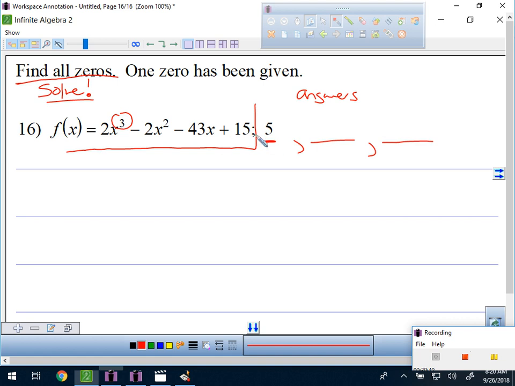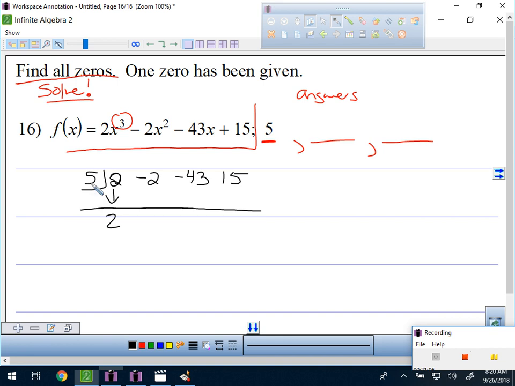What I'm telling you here, though, guys, is that one of my answers is 5, right? So the question is, how do I get my other 2? Well, if I know one of my answers is 5, let's do synthetic division. So put a 5 in the box, draw your line, and thankfully, guys, these are in order. So I'm going to have 2, and then negative 2, then negative 43, and positive 15. And let's do synthetic division on this.